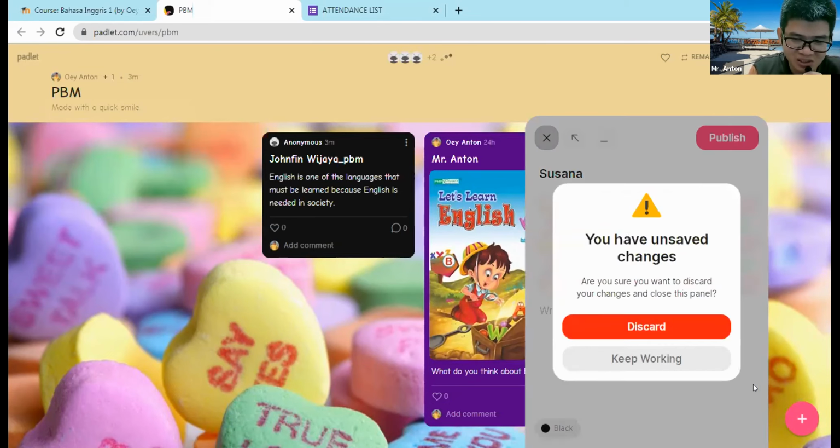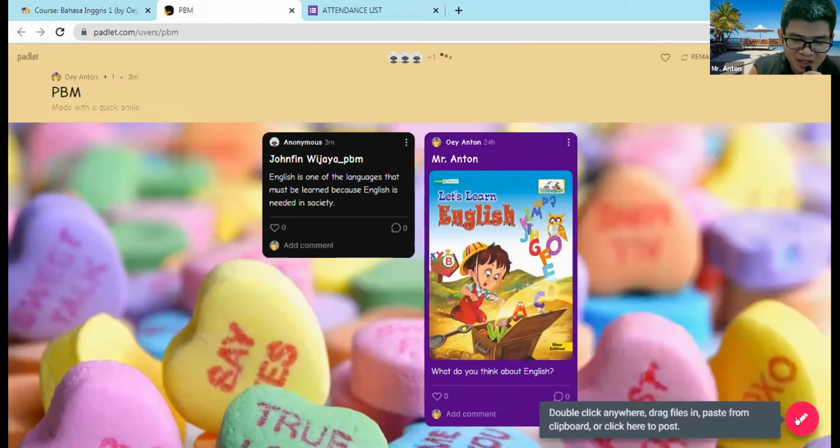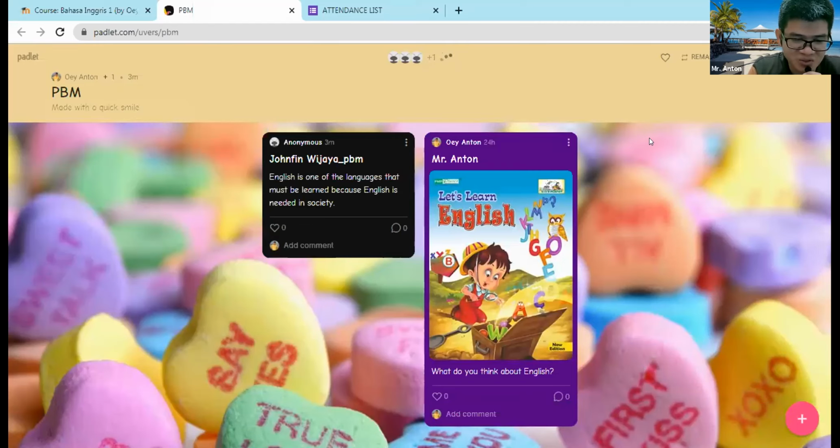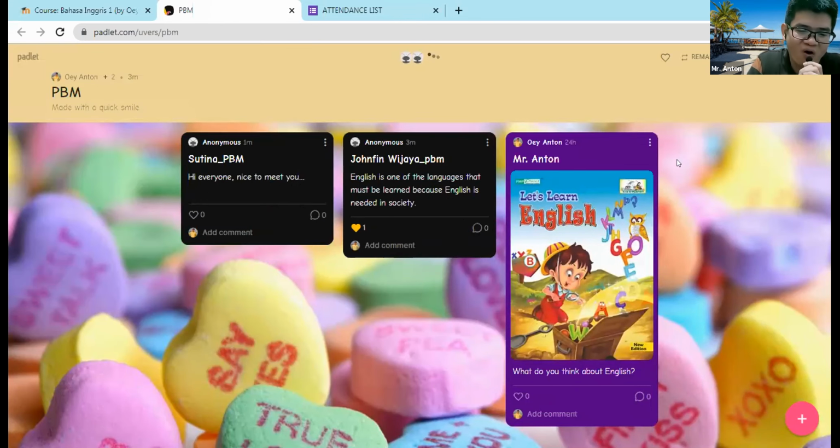Ambil plusnya di sini. Oke? Langsung nanti subjeknya tulis nama kalian. Kemudian diikuti dengan jawabannya. Contohnya seperti ini. Saya kasih like. English is one of the languages that must be learned because English is needed in society. Wow, Jovin, you know more. Your writing is very good. It's mesmerizing me. You know why? You know how to form the passive sentence here. That's cool.